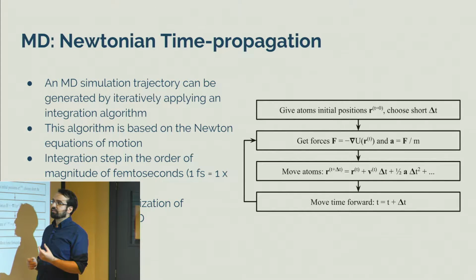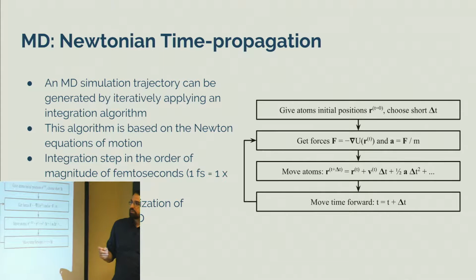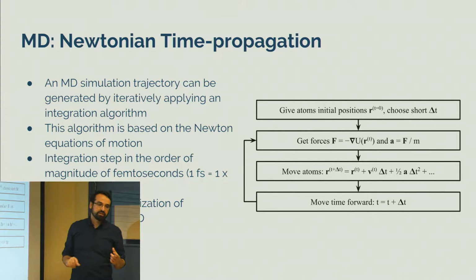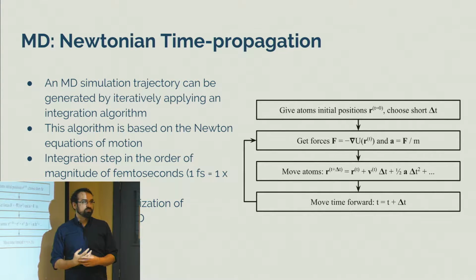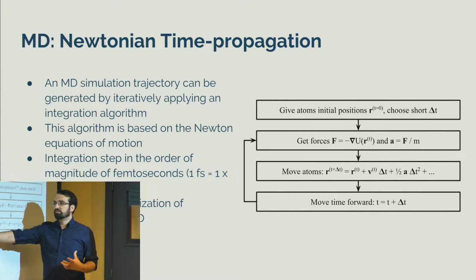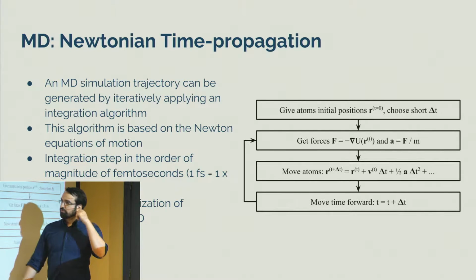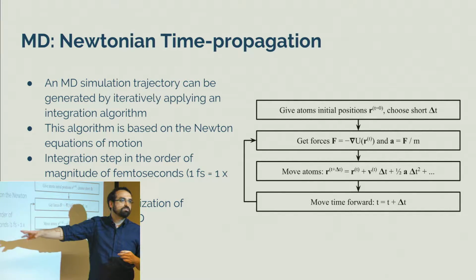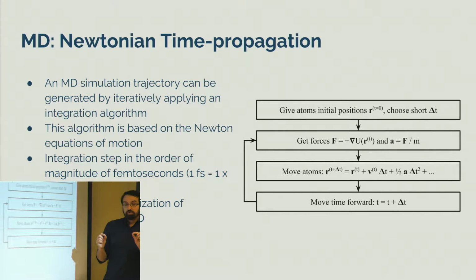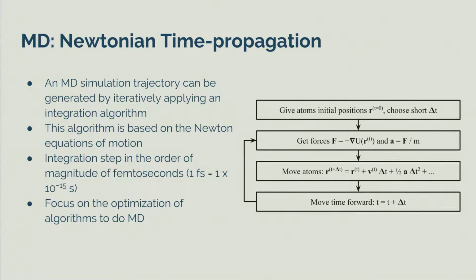One important thing here is the integration step. The integration step, which is this short time step, normally to be meaningful, and this is one of the major limitations, is in the order of femtoseconds, okay? This is the question of the time scale that I was talking about before. A femtosecond is 10 to the minus 15 seconds. This is because we cannot do a simulation where we just jump 1 second. It's not possible. It needs to be a small jump for the integration to work.